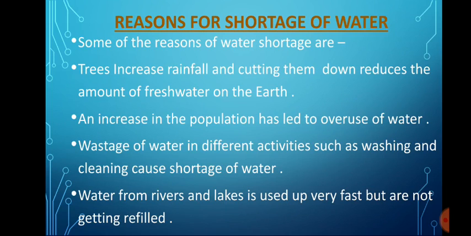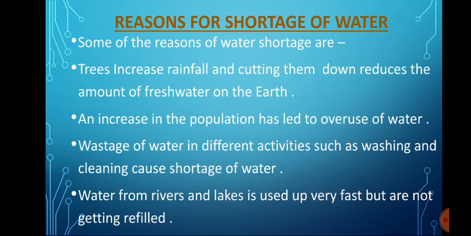An increase in population has led to overuse of water. Wastage of water in different activities such as washing and cleaning causes shortage of water. Water from rivers and lakes is used up very fast but is not getting refilled. Children, there are many reasons for water shortage, but an increase in population can cause an imbalance in nature.